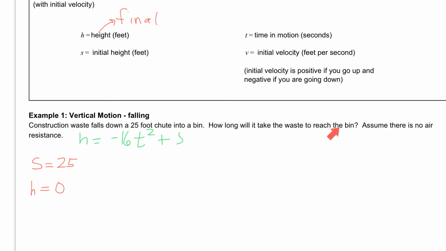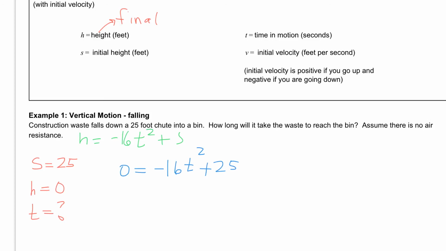How long will it take the waste to reach the bin? So how long, which is our time, is what we don't know. That's what we're trying to find. So we're going to plug these numbers in. We're going to plug 0 in for h. We're going to plug 25 in for s and solve for t. So we get 0 equal to negative 16 t squared plus 25.